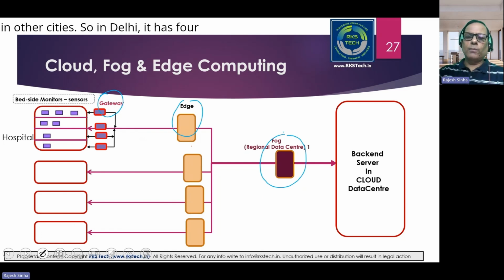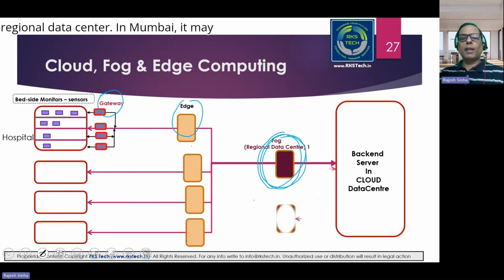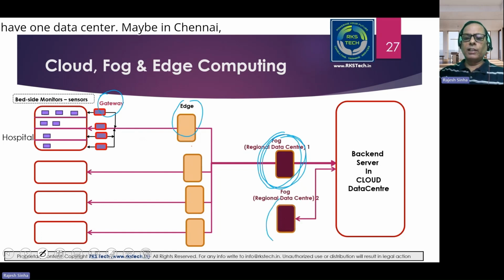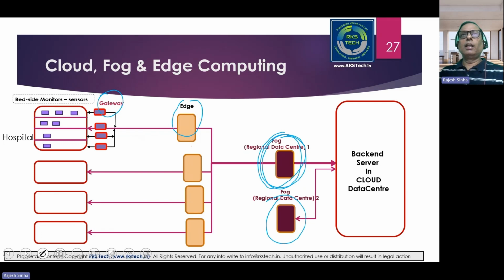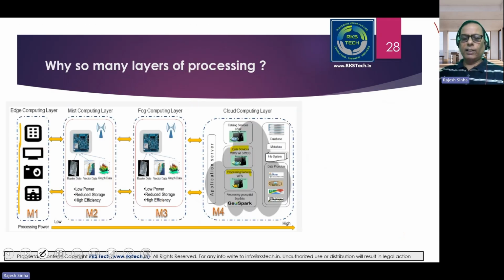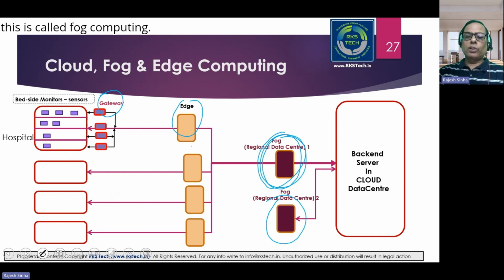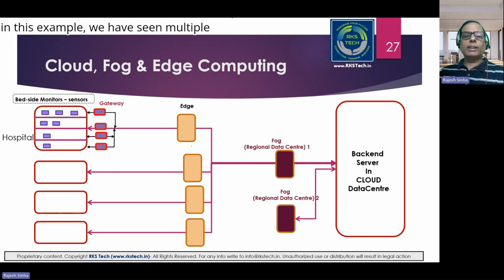In Delhi it has 4 branches, so in Delhi we will have one regional data center. In Mumbai it may have more branches, so for Mumbai we will have one data center. Maybe in Chennai it has more branches, so for Chennai we can have another data center. So this is called fog computing. In this example, we have seen multiple layers of computing.